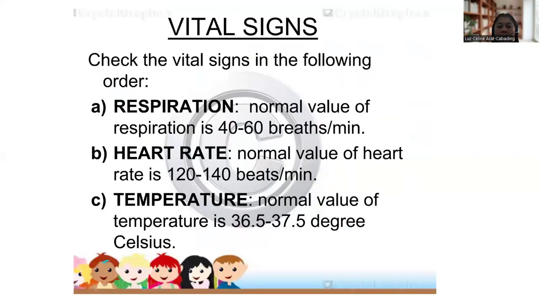We also check the vital signs of the newborn. So the respiration, the count, normal count is between 40 to 60 breaths per minute.